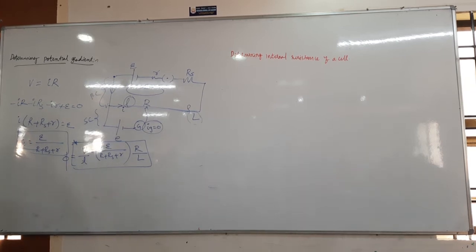Small r is the internal resistance of the battery. V is the potential across the wire. And E is the EMF of the driving cell.